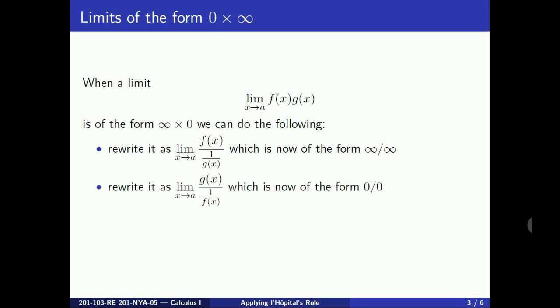The other option is to send f of x in the denominator and rewrite f of x times g of x as g of x over 1 divided by f of x. Now g of x goes to 0, and 1 over f of x goes to 0 as well, since 1 over a quantity that goes to infinity yields a quantity that goes to 0. Now the form of the limit is 0 over 0, and L'Hopital's rule applies once more.